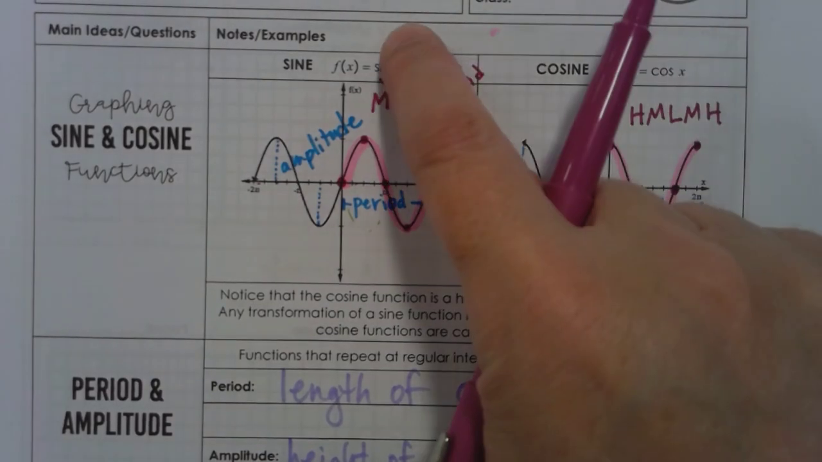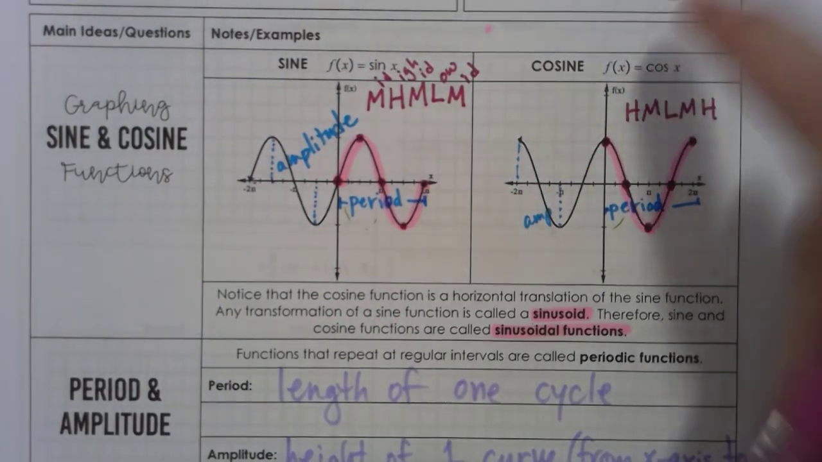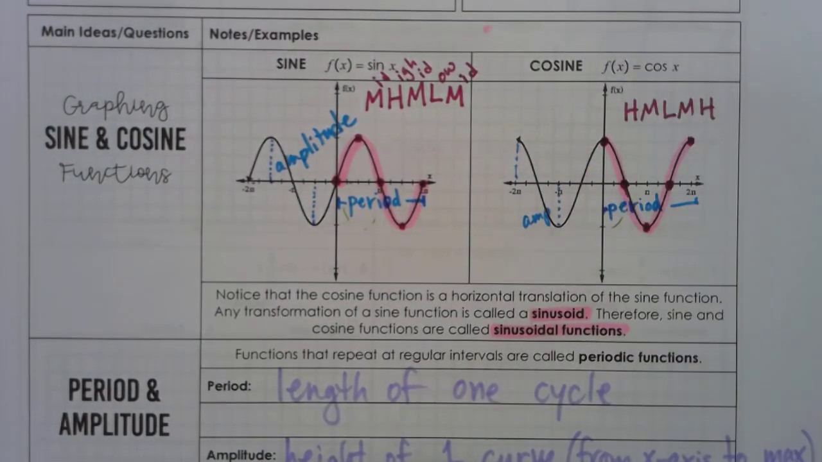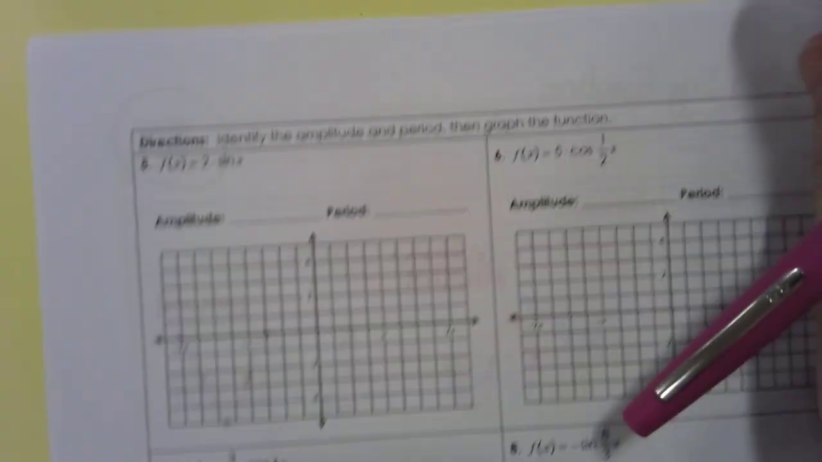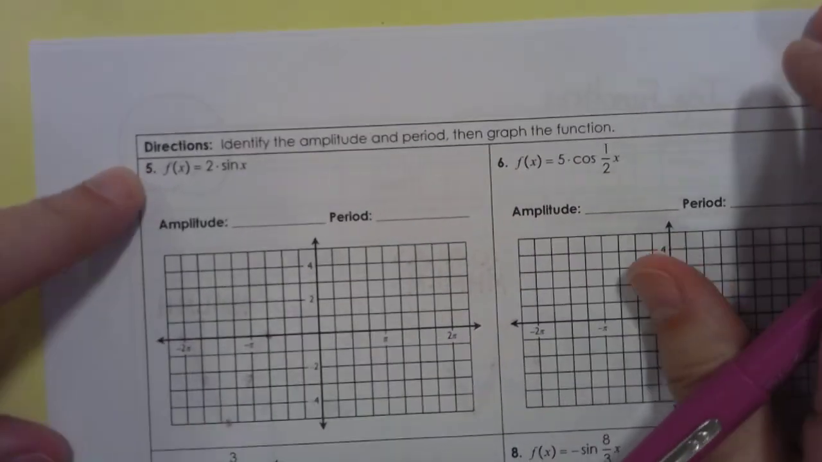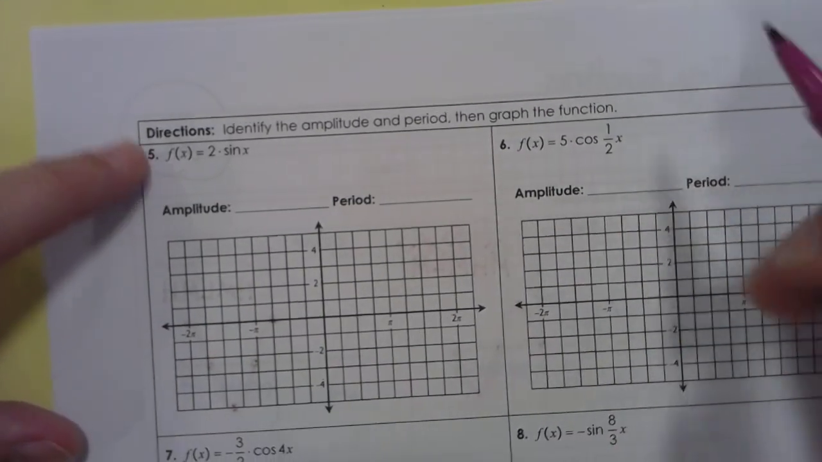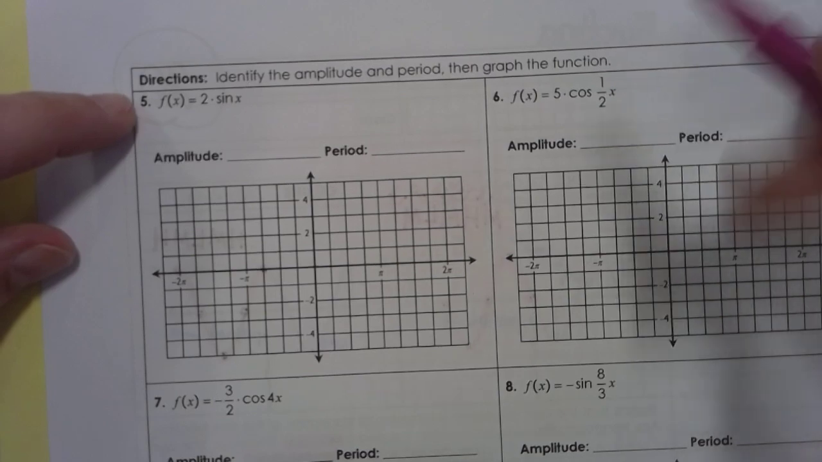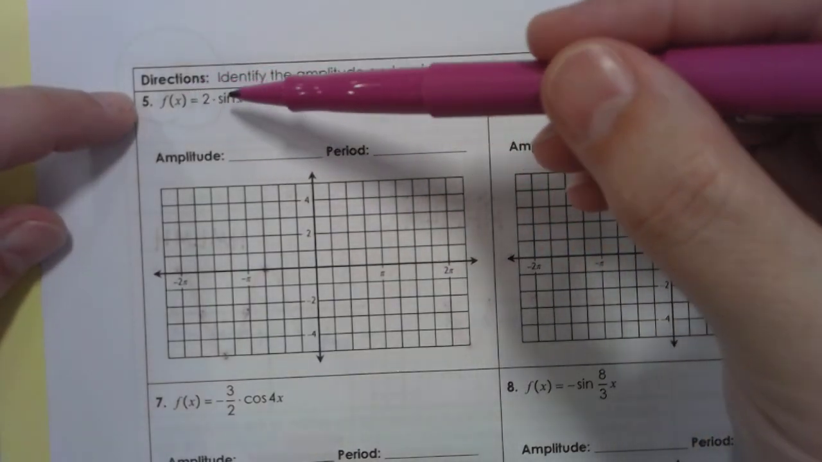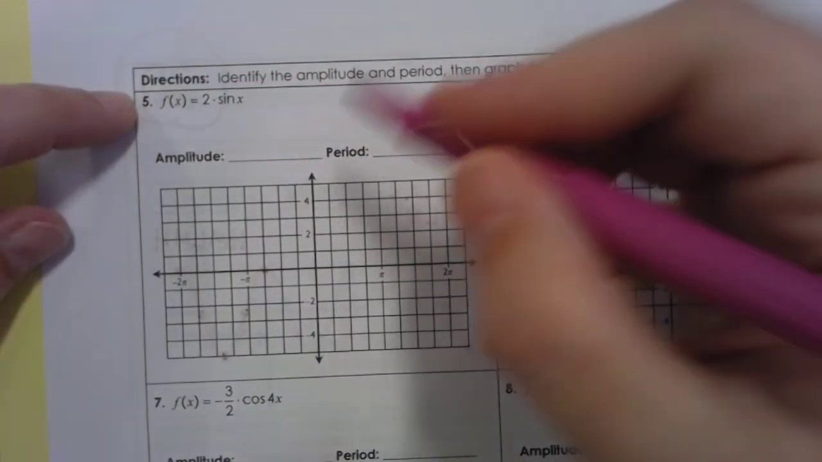All right, so sine starts at the middle, cosine starts high, unless it's negative, right? Okay, so let's try number 5. All right, so first things first, we got to write our amplitude. So the amplitude for number 5 is 2.